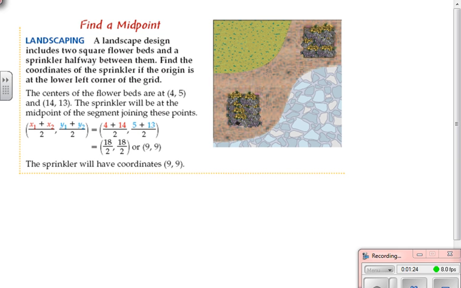So, finding a midpoint. In a landscape design, 2 square flower beds and a sprinkler halfway between them. So real life, you got to figure out where to put the sprinkler so it reaches both of them. The corners are at 4, 5 and 14, 13. So this is your x1, y1 and your x2, y2. You can see them dropped into the formula, x and x right here, y and y right here. 4 plus 14 is 18, 5 plus 13 happens to be 18, so 9, 9 is your midpoint.